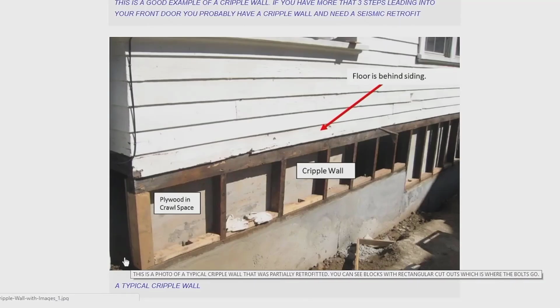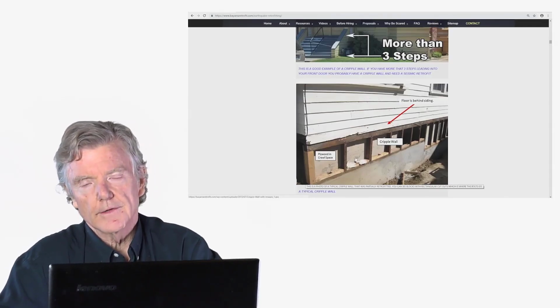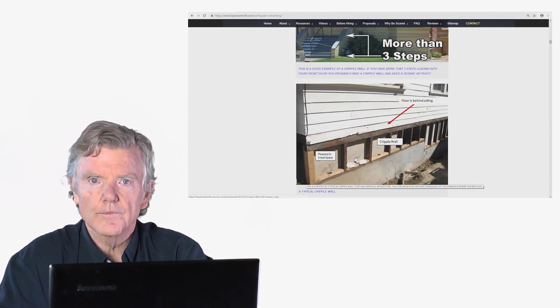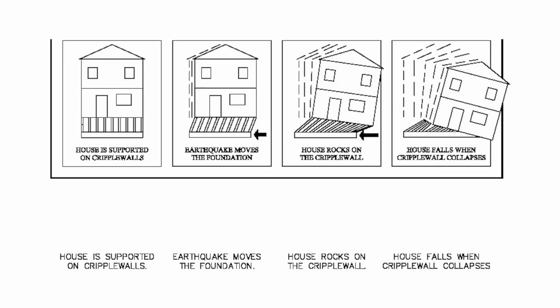Here's another photo of a cripple wall. So for example, this is the wall right here. That's actually called the cripple wall. Right here, that's the foundation. Up here is the floor that you walk around on. And so between the foundation and the floor, this wall is called a cripple wall. So it's called cripple because it's so short, I assume. I'm not really sure why it's called that, but our big issue is it can collapse.